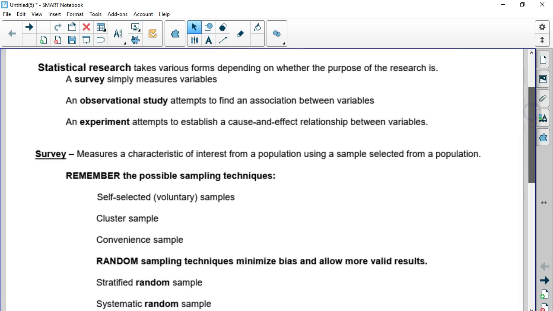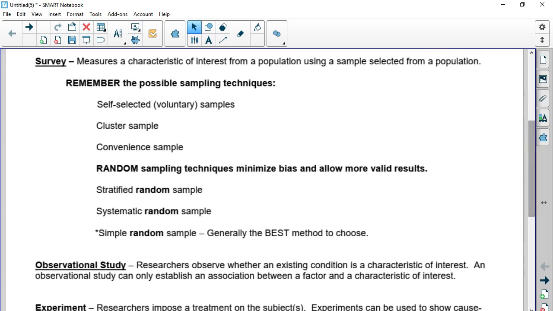So, statistical research takes various forms depending on the purpose of the research. 1, a survey, which simply measures variables. 2, an observational study, attempts to find an association between variables, a connection. 3, an experiment, which attempts to establish a cause and effect relationship between variables. So notice the difference between 2 and 3. Observational is just trying to see if there's an association, but an experiment is trying to find cause and effect.